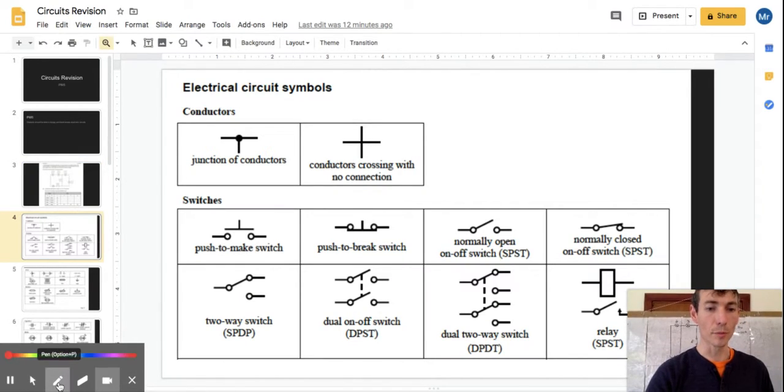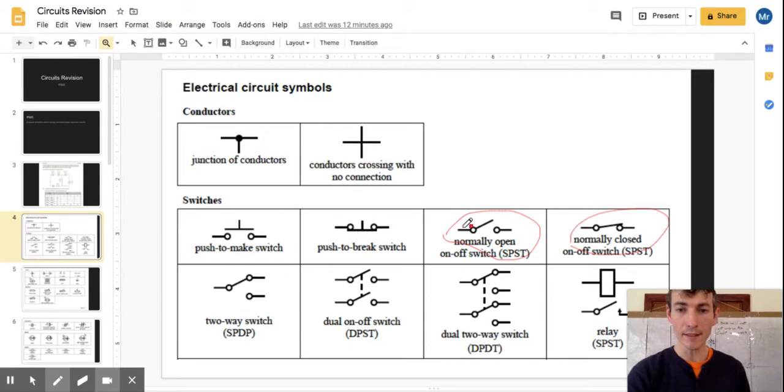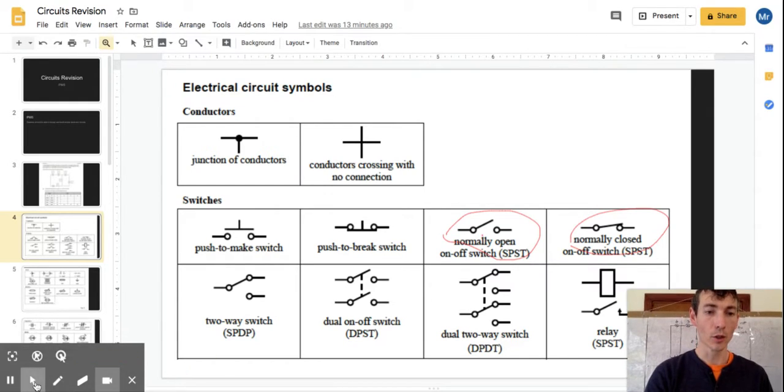Right, then I'm going to go to my pen. And we have got this. We've got that. This is a switch that is open. This is a switch that is closed. An open switch will not allow the current to flow through it, so that's a break in a circuit. A closed switch will allow the electricity to flow through it. Okay, moving on.